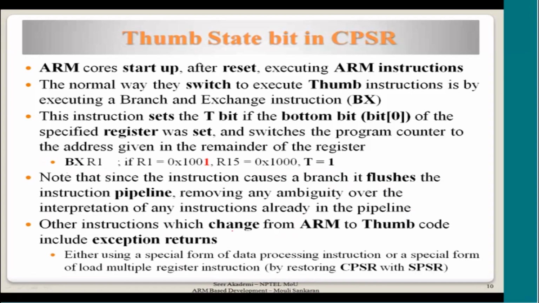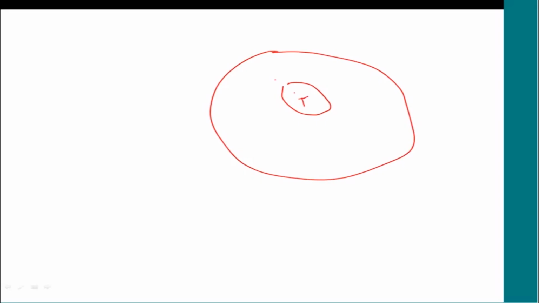Other things which change from ARM to thumb mode include exception returns. Why exception returns? Let me explain. I told you the thumb state is there inside ARM. Whenever an exception happens, it comes to ARM mode. So assume that an IRQ interrupt has occurred, FIQ is not active, no other abort or anything is pending. So the IRQ has to be serviced.